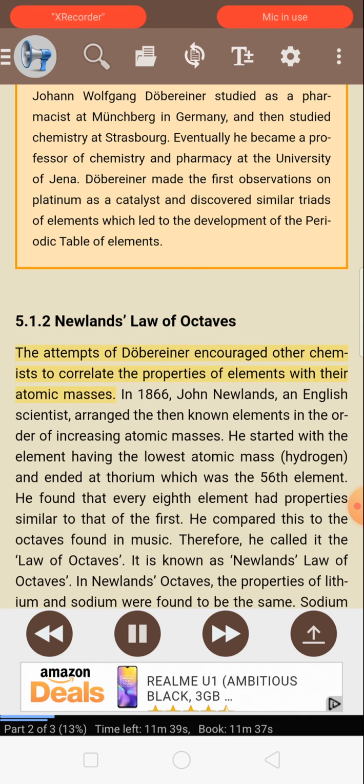Note that cobalt and nickel are in the same slot and these are placed in the same column as fluorine, chlorine and bromine, which have very different properties than these elements. Iron, which resembles cobalt and nickel in properties, has been placed far away from these elements. With the discovery of noble gases, the law of octaves became irrelevant. Thus, Newland's law of octaves worked well with lighter elements only.